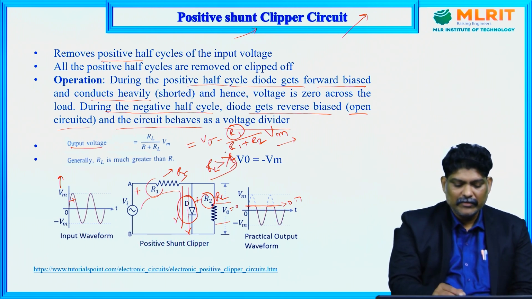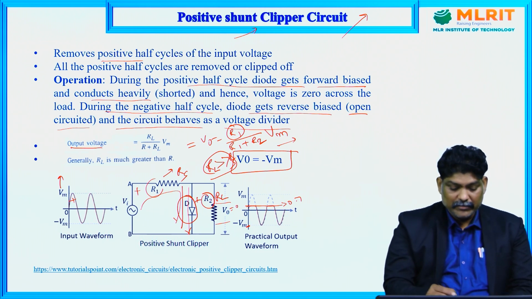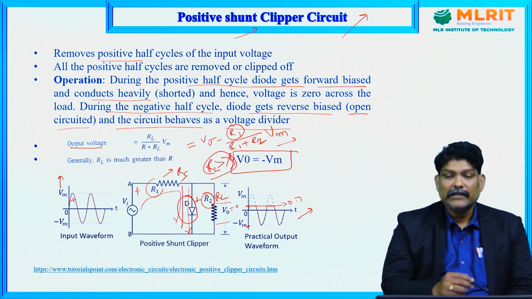So therefore we can neglect it. Then what happens? The output will be minus Vm. The output will be minus Vm. So this is the process to get the clipped output.